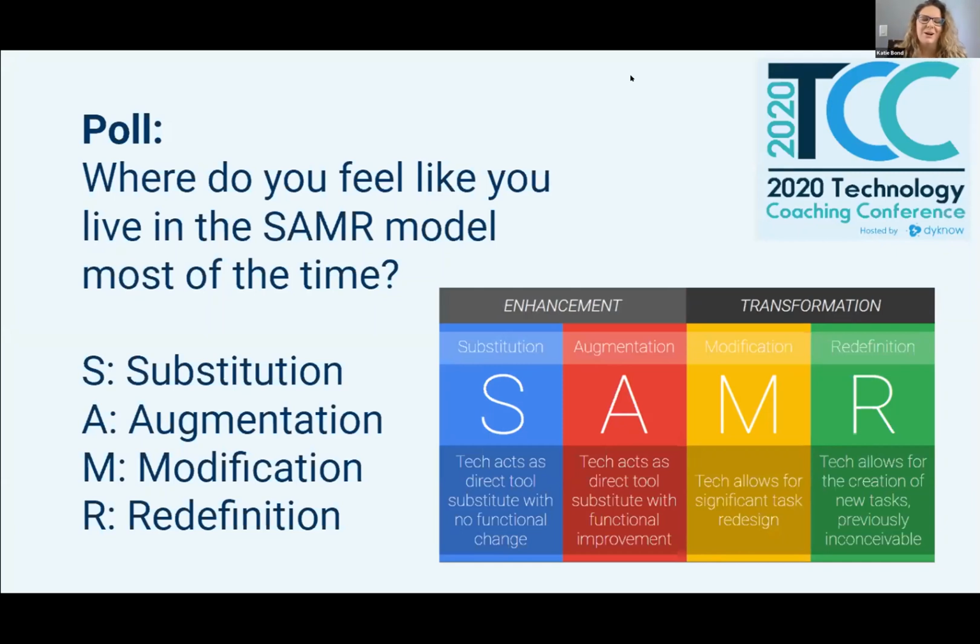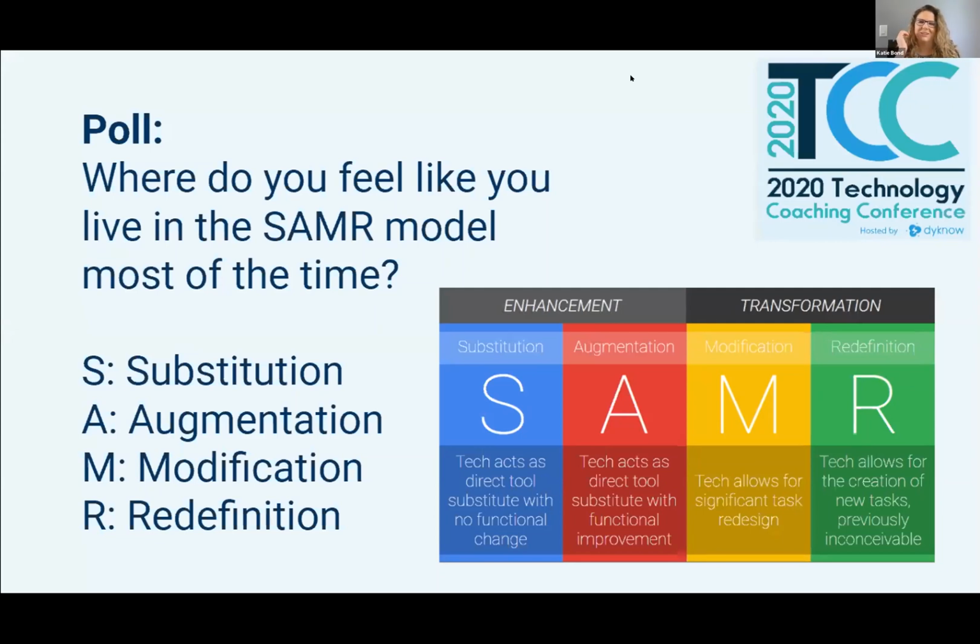If you feel like you live in that augmentation stage most of the time, please raise your hand. Okay, we're right at about 40 people. You can put your hands down. This is funny. So modification, raise your hand. Okay, we're still getting bigger. We're going to about 50 for this one. That's awesome. Yeah, we're at about 45. Okay, you can put your hands down.